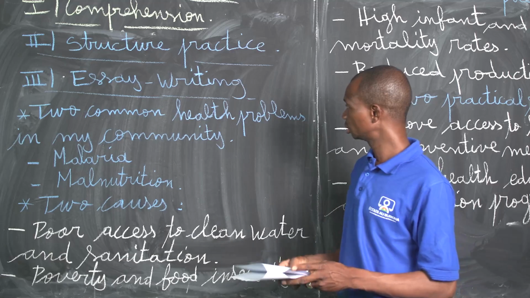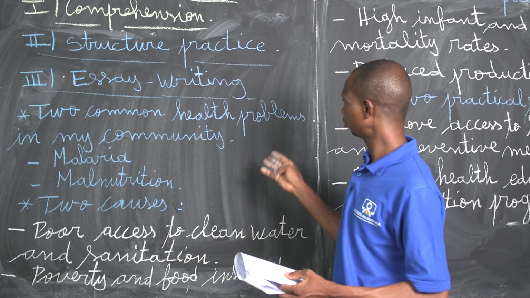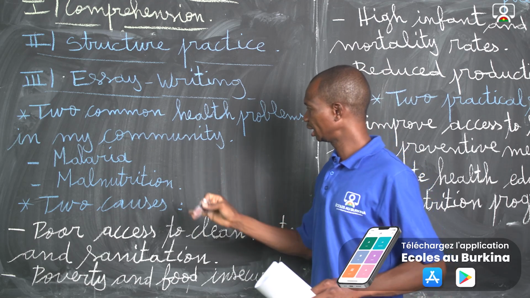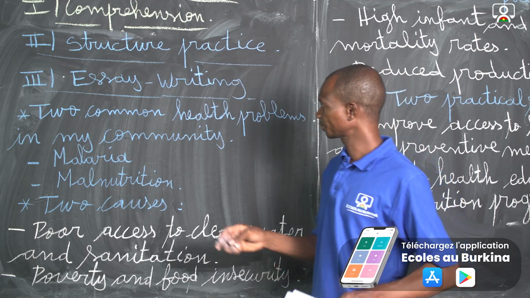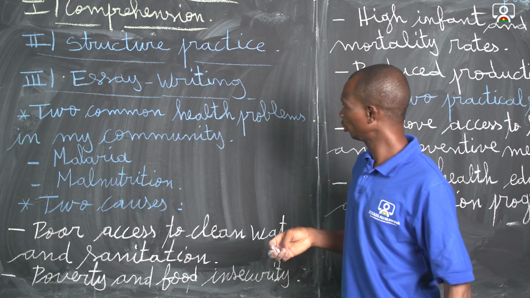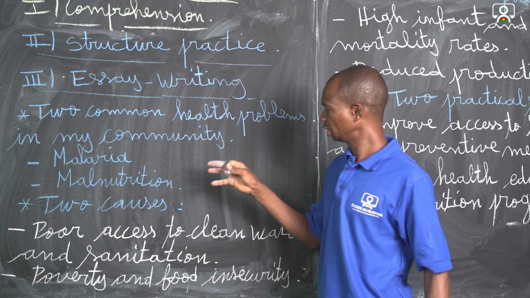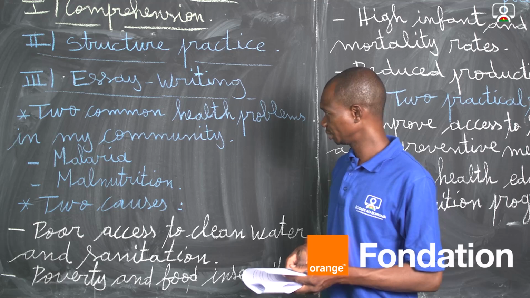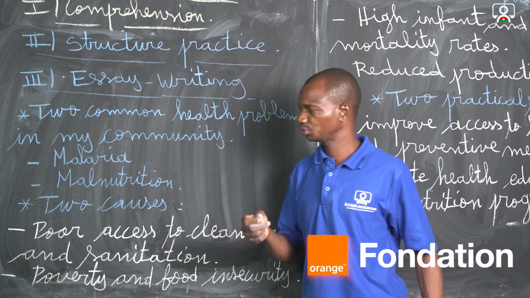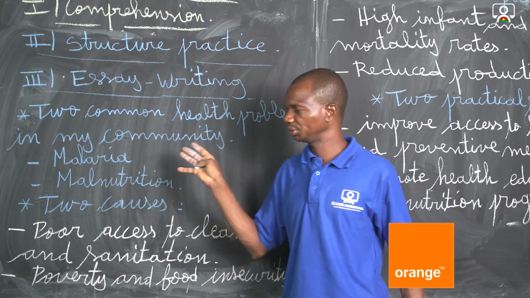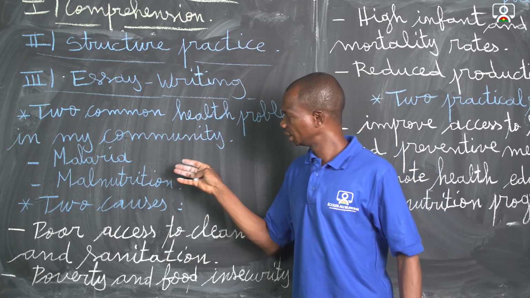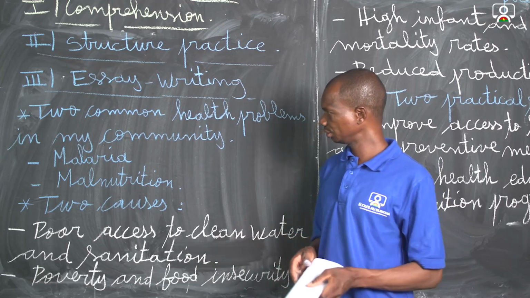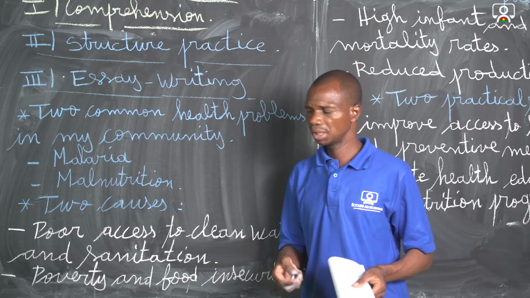As far as the common health problems are concerned, we have malaria and malnutrition. These are two common health problems in our community nowadays, especially in Burkina Faso, for example. Malaria is a disease which threatens many people nowadays. Here we remark that during the rainy seasons, many people are suffering from malaria.